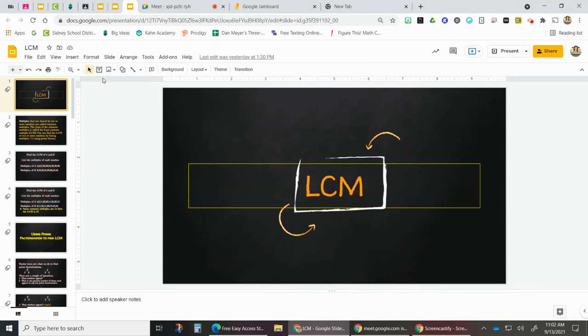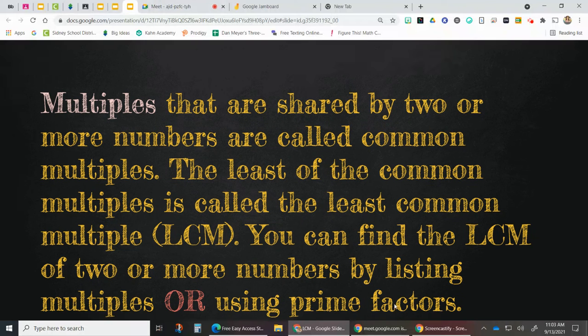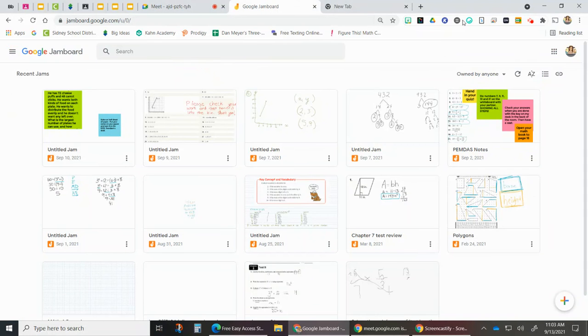Now we are going to least common multiple. Least common multiple means multiples that are shared by 2 or more numbers. Okay, they're called common multiples. The least common of the multiples is called the least common multiple, LCM. You can find the LCM of 2 or more numbers by lists or factor trees. Same exact 2 ways we could find GCFs, right? Okay, but we have to remember the difference between factors and multiples.